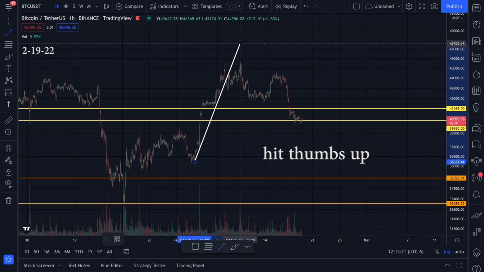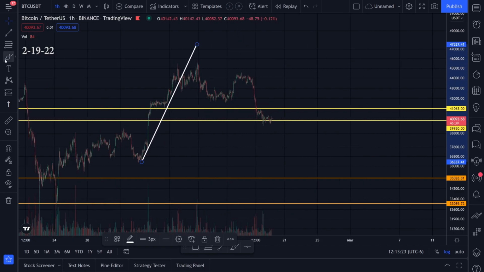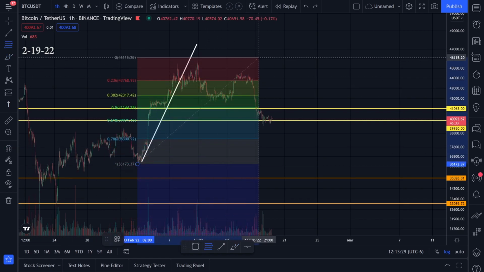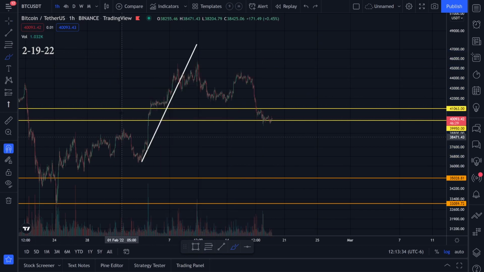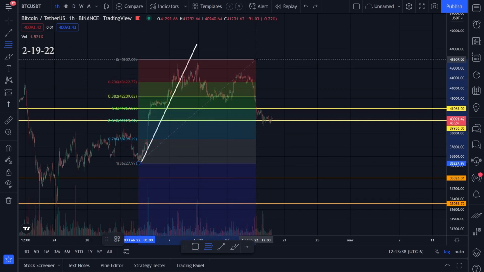We had an uptrend like this. We broke this uptrend going sideways. After that, I set up a Fibonacci retracement from the bottom of the trend to the top of the trend. I kind of got faked out a little bit right here, but I was still watching these Fibonacci retracement levels from the bottom to the top, something like that.